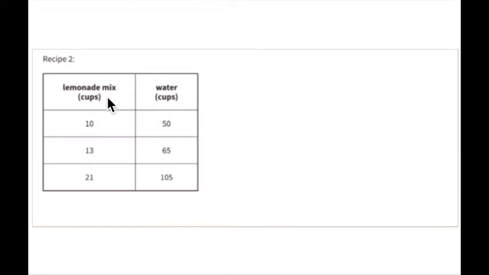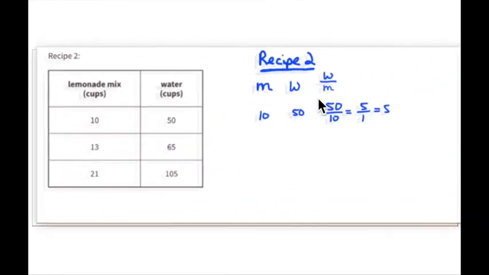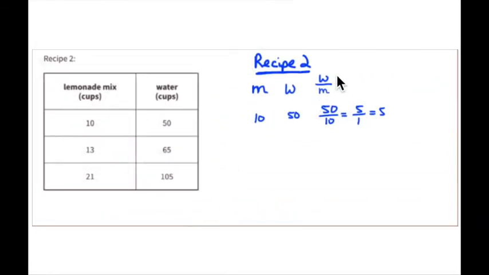All right, for recipe number 2, let's get this one to that same slope triangle and its equation. You have mix on the left, and we know that mix is the x value, and water on the right is the y value. So y over x is the same as the constant of proportionality, w over m. So w in this case is the amount of water that you use for 10 cups of mix. If you simplify that, you get down to 5. So the amount of water you use is going to be 5 times the amount of mix that you use.